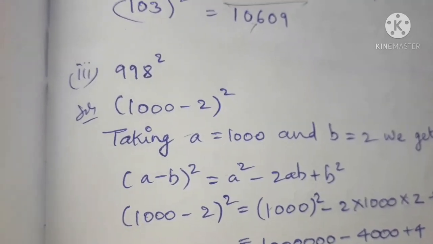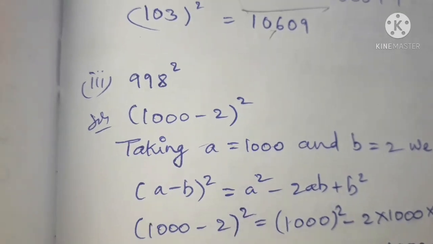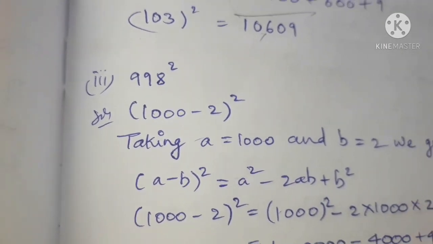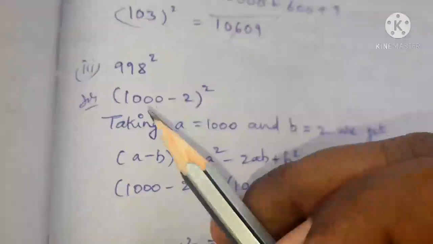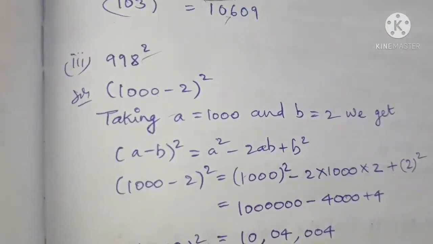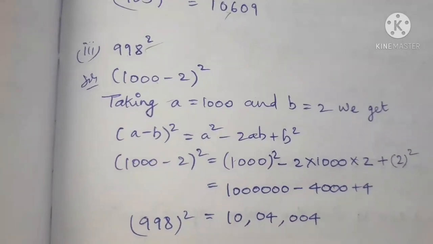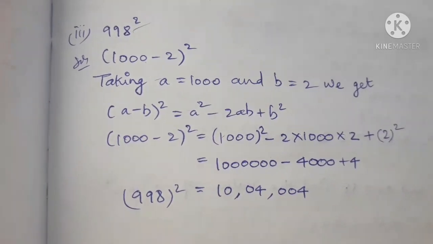So now then how can we convert this into 1000? It is 1000 minus 2. Okay, 998 is nothing but 1000 minus 2. Now we'll put whole square because here square is there, and also we'll take a equal to 1000 and b equal to 2. Then we'll get (a minus b) whole square equal to a square minus 2ab plus b square.